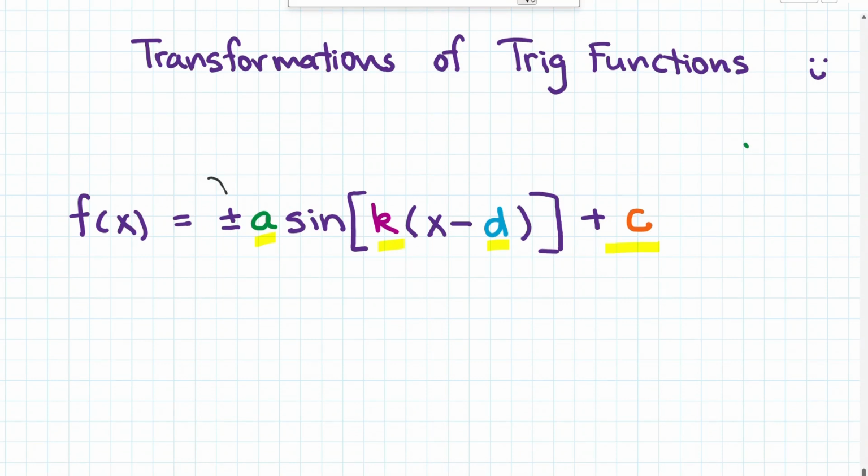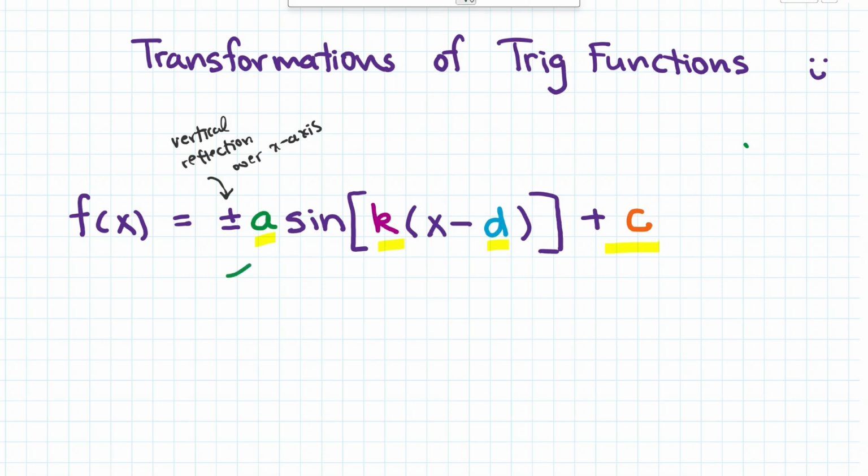So first of all, what is the plus or minus? Whenever we see a plus or minus outside the bracket of the function, that refers to a vertical reflection. So a vertical reflection can also be thought of as a reflection over the x-axis. So this is the same as any normal transformation.